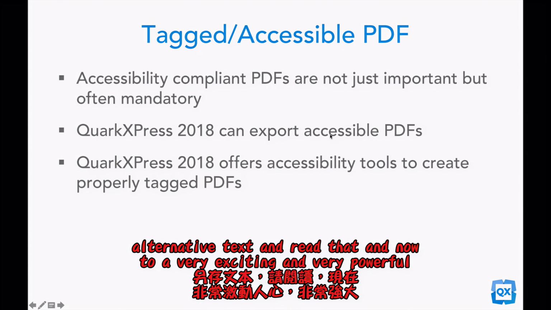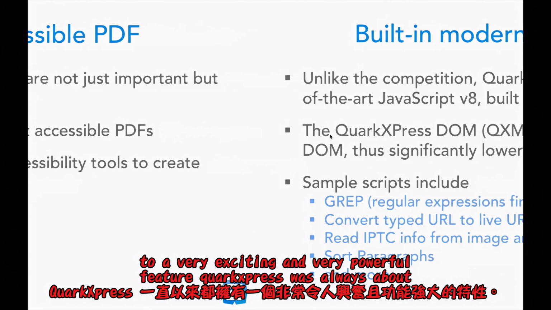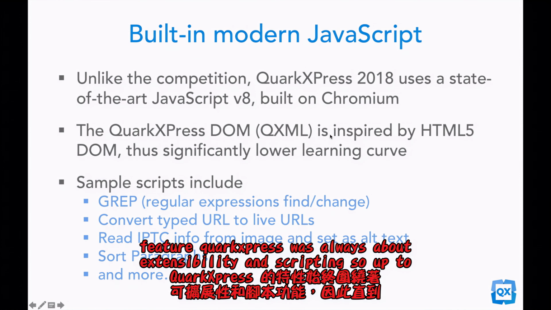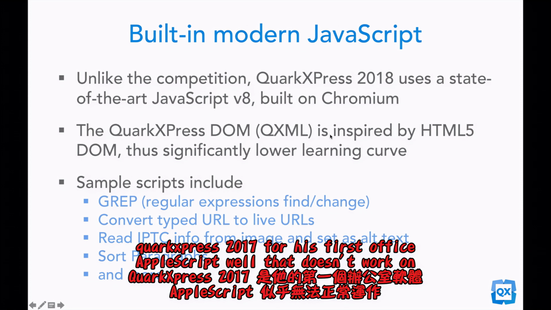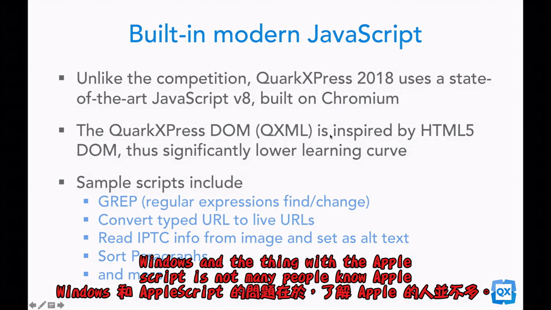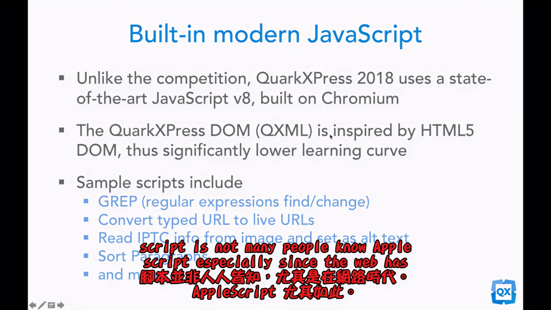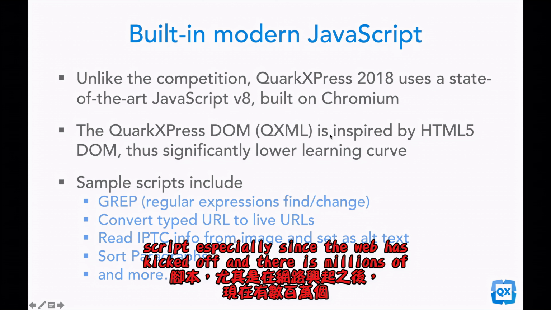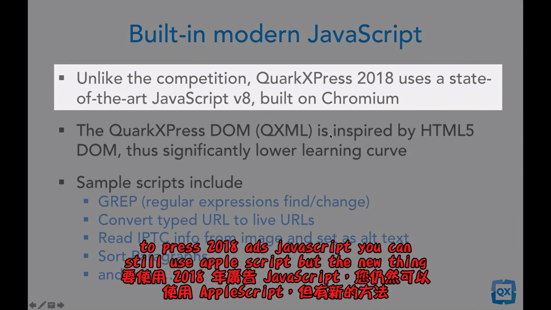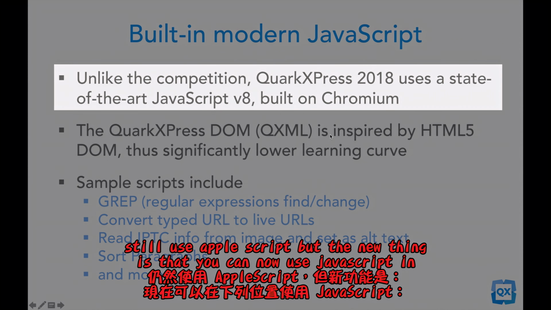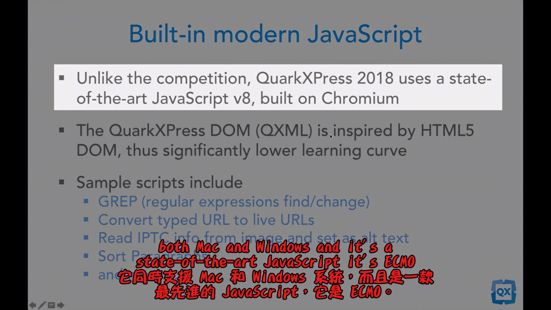And now to a very exciting and very powerful feature. QuarkXPress was always about extensibility and scripting. So up to QuarkXPress 2017, QuarkXPress offers AppleScript. Well, that doesn't work on Windows. And the thing with AppleScript is not many people know AppleScript, especially since the web has kicked off and there's millions of people knowing JavaScript. So QuarkXPress 2018 adds JavaScript. You can still use AppleScript, but the new thing is that you can now use JavaScript on both Mac and Windows.